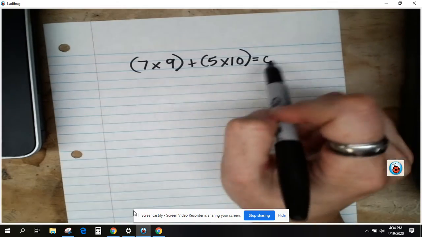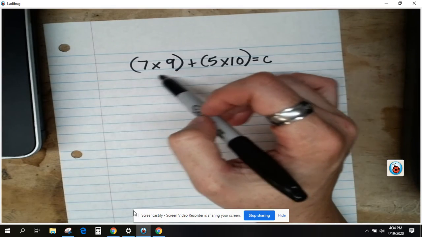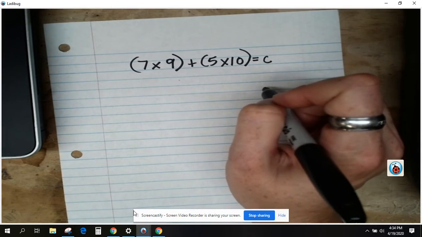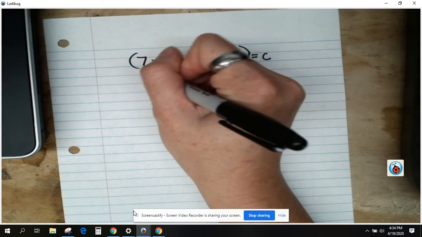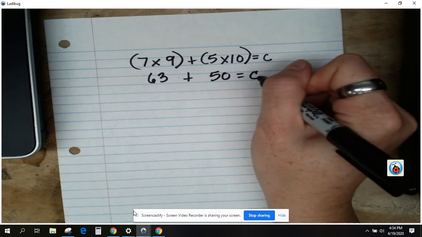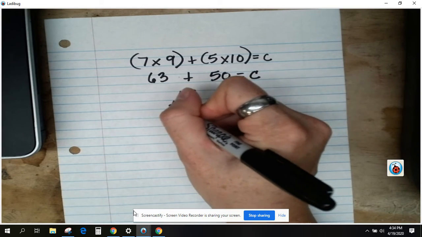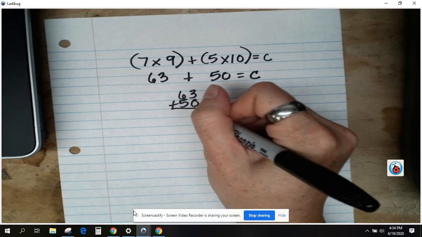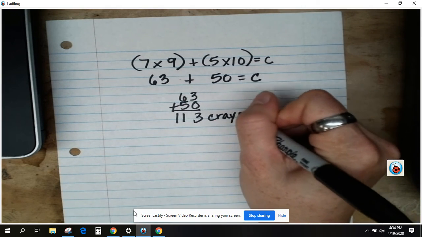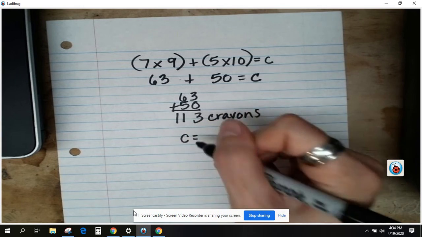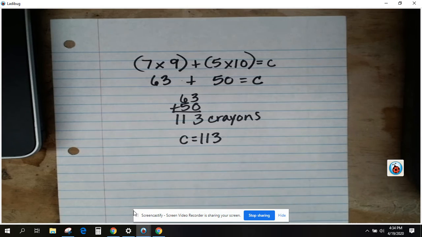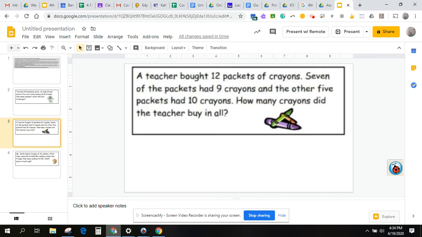Now we've done our starting equation. We need to multiply 7 times 9 and 5 times 10, then add them together to figure out the total number of crayons. So 7 times 9 is 63, plus 50 equals C. Now 63 plus 50 is 113 crayons. So then you can say C equals 113. Awesome.